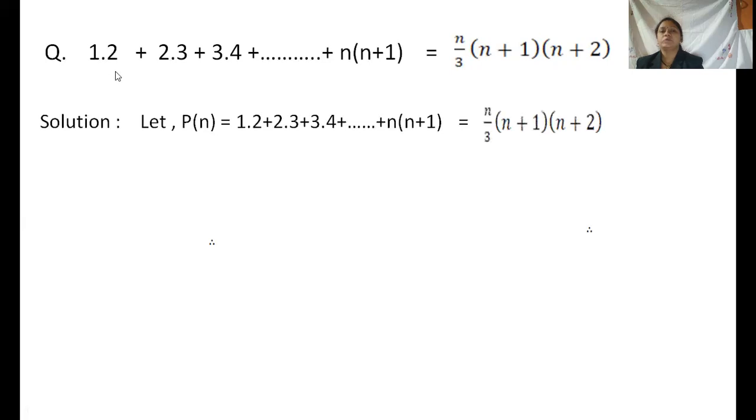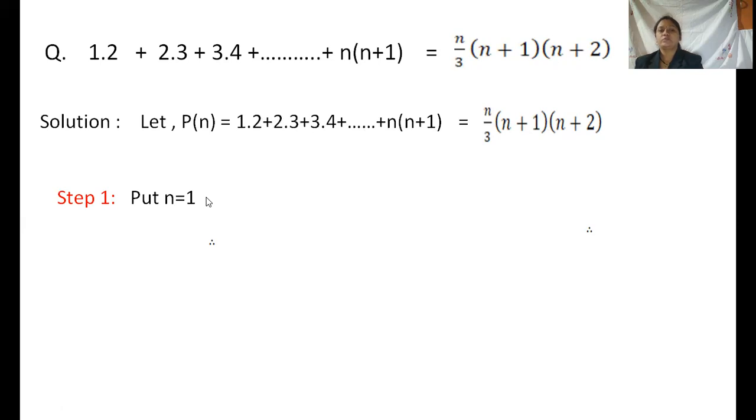First we have to denote Pn is equal to 1 × 2 + 2 × 3 + 3 × 4 + ... up to n(n + 1) is equal to n(n + 1)(n + 2) upon 3. Now step number first, put n is equal to 1.